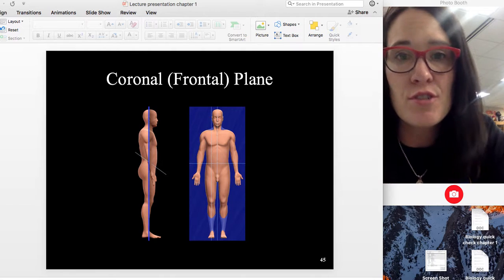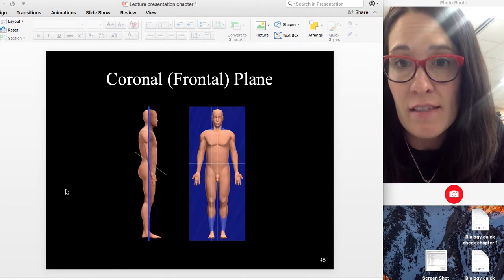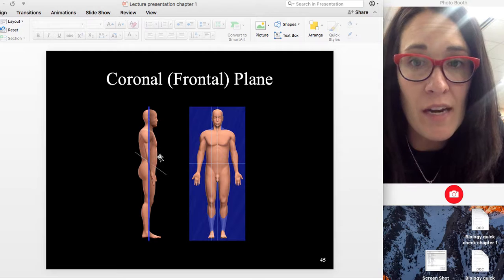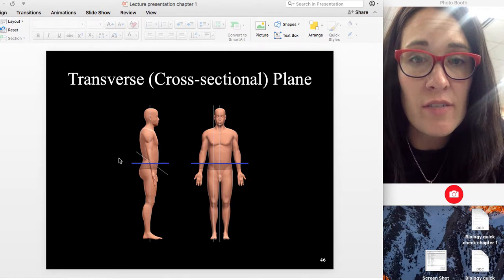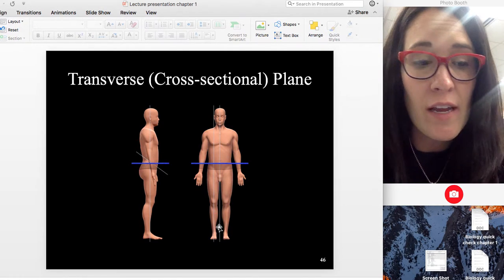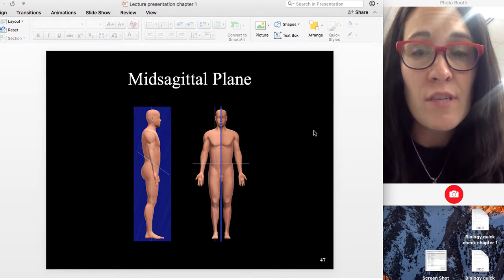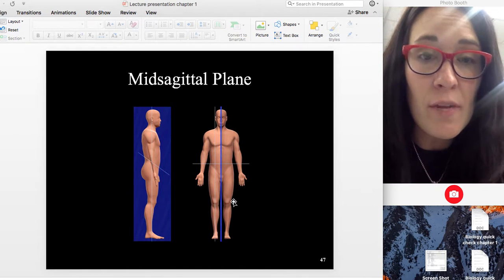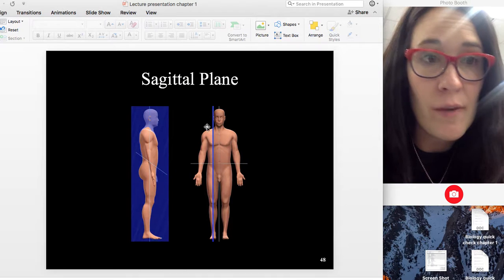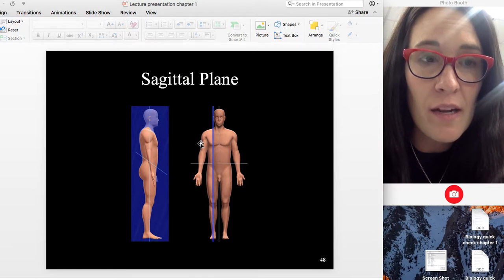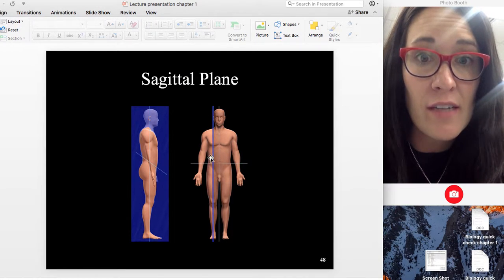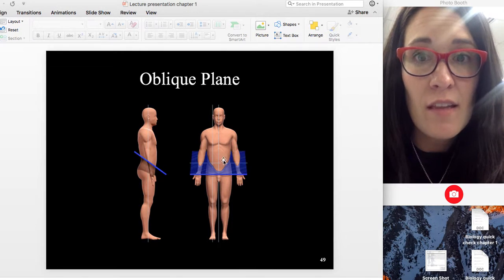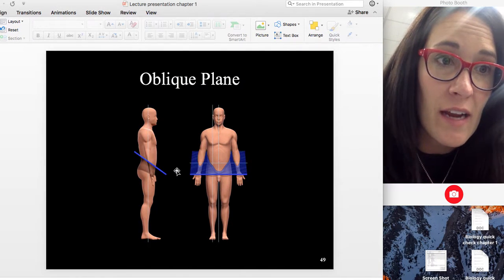And these images just show the different planes. This is the coronal that divides the body into anterior and posterior. Transverse cut divides the body into superior and inferior. There's the mid-sagittal plane, or directly through the midline. Sagittal or parasagittal is offset of the midline, still up and down, still divides the body into right and left. And then the oblique plane divides the body at an angle.